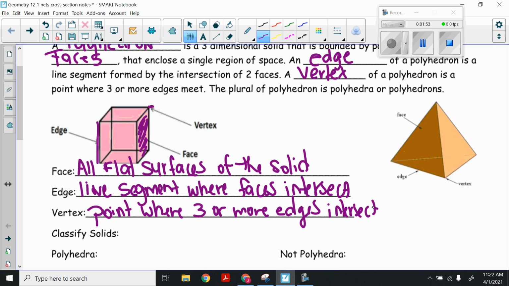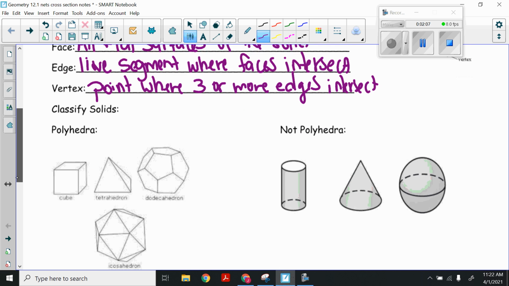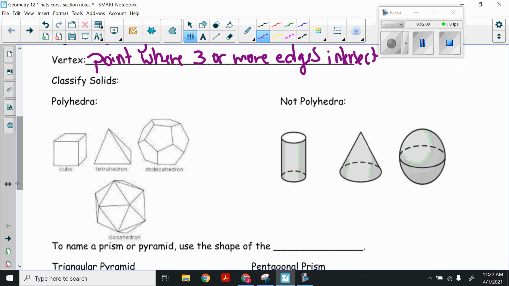So then if we look at this one over here, we see this is a face. This is the edge, and this is a vertex. So we're going to classify solids. What makes a polyhedra? These are all examples of polyhedra: a cube, a tetrahedron, dodecahedron, icosahedron. Not polyhedra: here we have a sphere, a cone, and a cylinder. So if they have curved surfaces, they are not polyhedra.